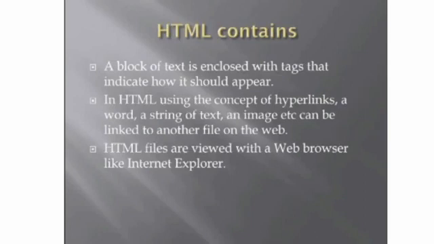What does HTML contain? HTML contains basically three parts. First, that is tags. A block of text is enclosed with tags that indicate how the text or a particular function should appear on the web page. Second, in HTML, using the concept of hyperlinks, a word, a string of text, an image, etc. can be linked to another file on the web. And third, HTML files are viewed with a web browser like Internet Explorer, Mozilla Firefox, Google Chrome, all these.